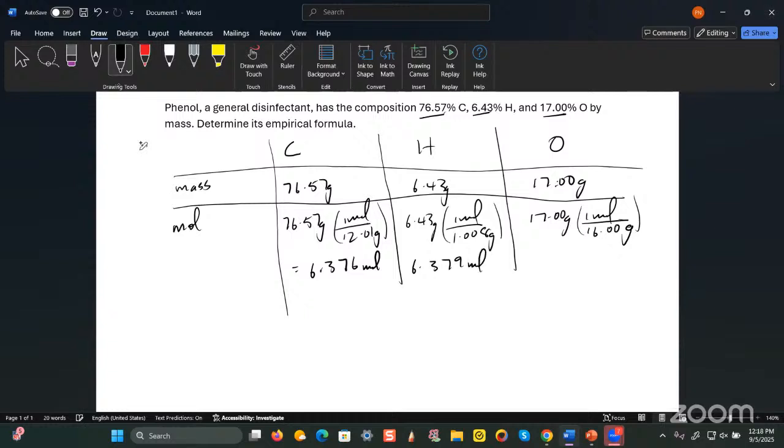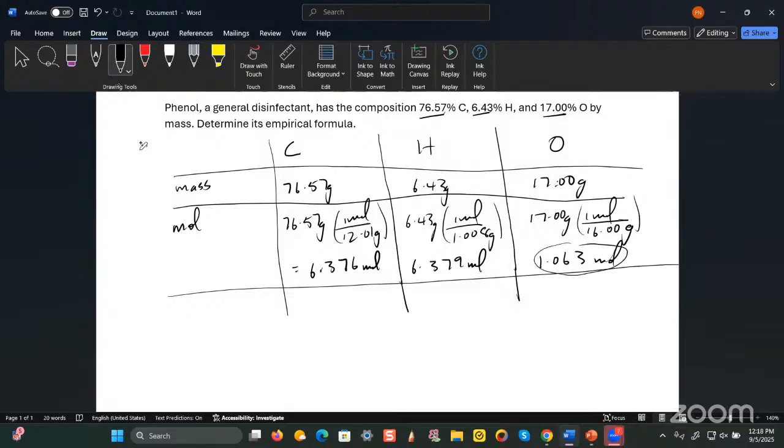And then finally, in the case of oxygen, that would be 17 divided by 16, and that gives, rounded off to 4 sig figs, 1.063 moles. So that's how we determine the moles based on the masses. The next step is where we look at these three numbers and decide which one has the lowest mole value. And that obviously would be this.